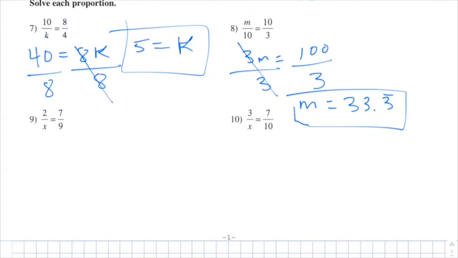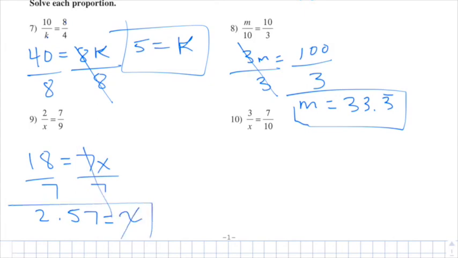Number 9. 2 over x equals 7 over 9, so we cross multiply. 2 times 9 equals 18 equals 7 times x is 7x. Divide both sides by 7, and when we do it in the calculator, 18 divided by 7, we end up getting 2.57 equals, these cancel, we end up with x left over, so x equals 2.57.